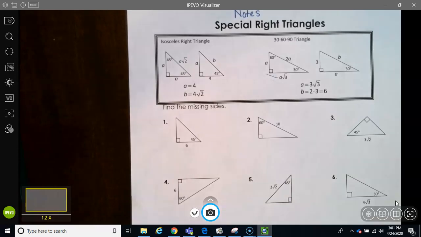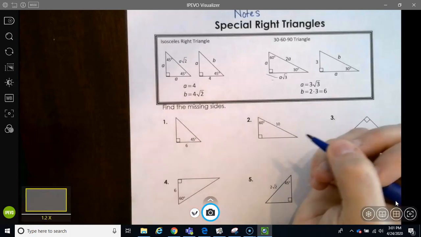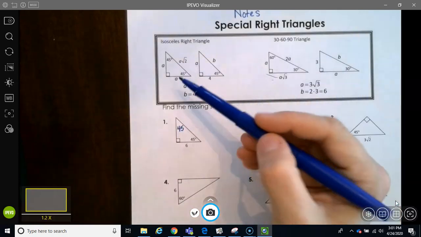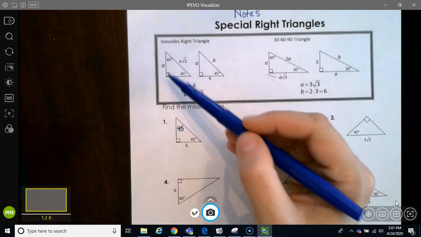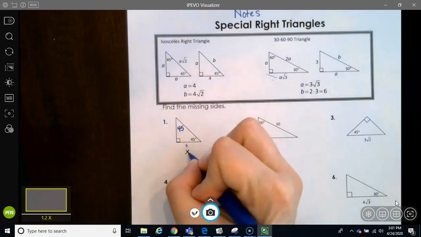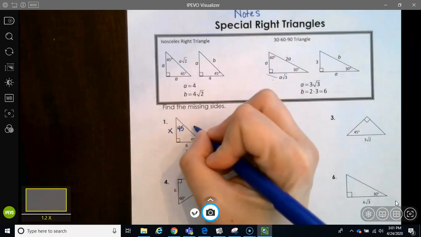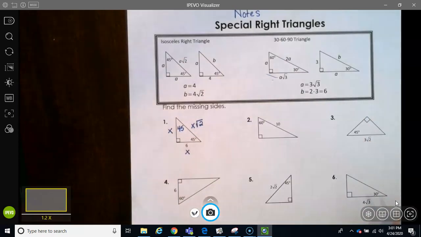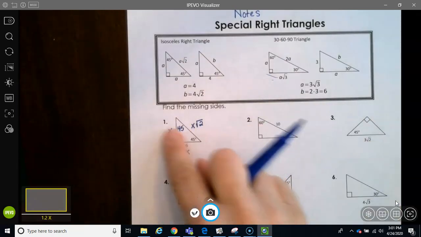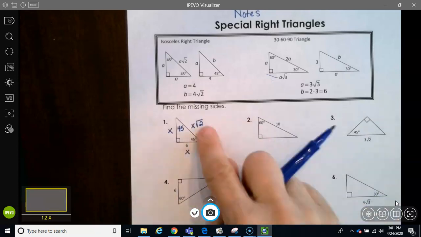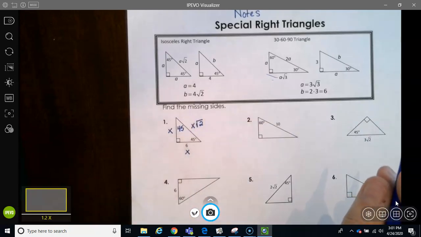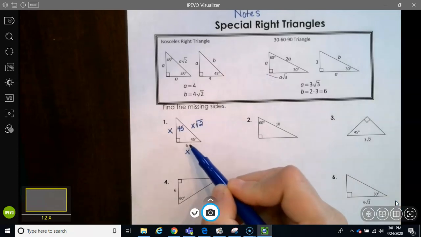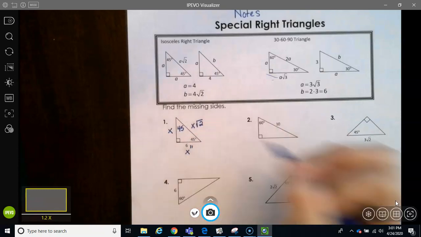All right, so number 1, we have a 45, a 90, so that means this angle also has to be 45. And just like we noticed up here, across from the 45-degree angles is our X side, so this is X, and this is X, and then the hypotenuse is X square root of 2. Okay? So across from your 45-degree angles is your X's, and across from your 90-degree angle is your X square root of 2 side. Then from there, you're just setting the side that they already told you what the length was, the 6, equal to its representation.